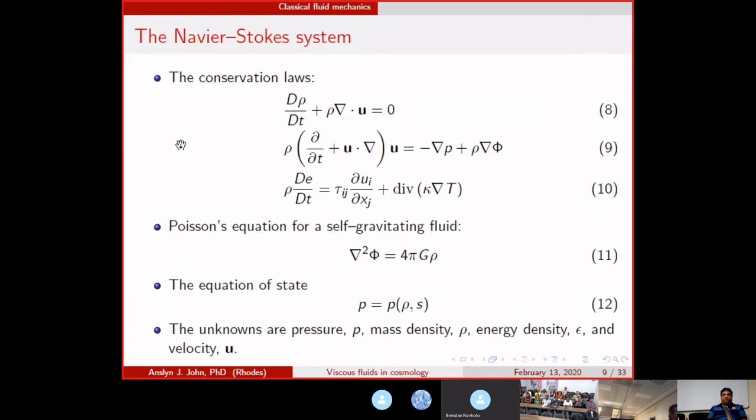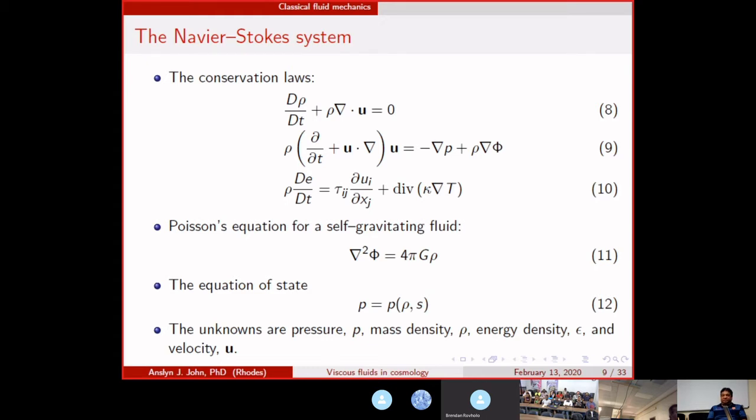Okay. So that is essentially classical fluid mechanics and the governing equations. If you look at this as a purely mathematical problem, it's a system of coupled nonlinear PDEs. There are many existence and stability results that are still lying in wait.